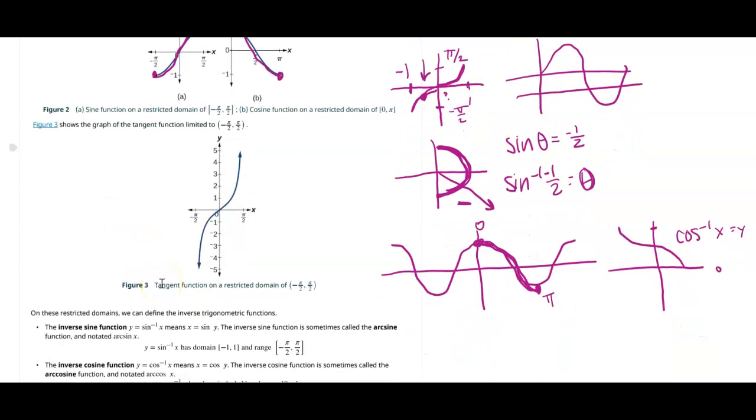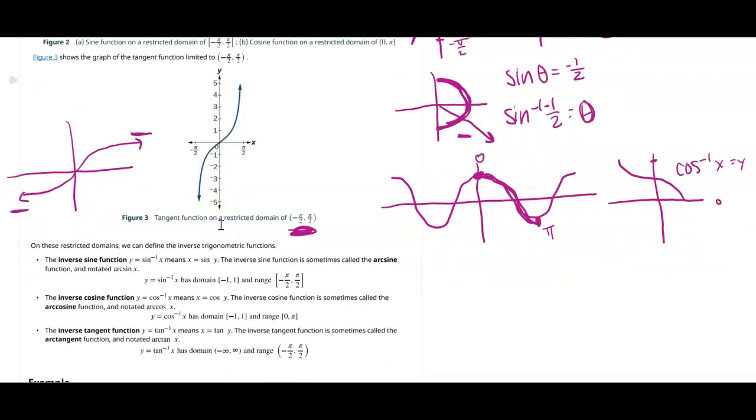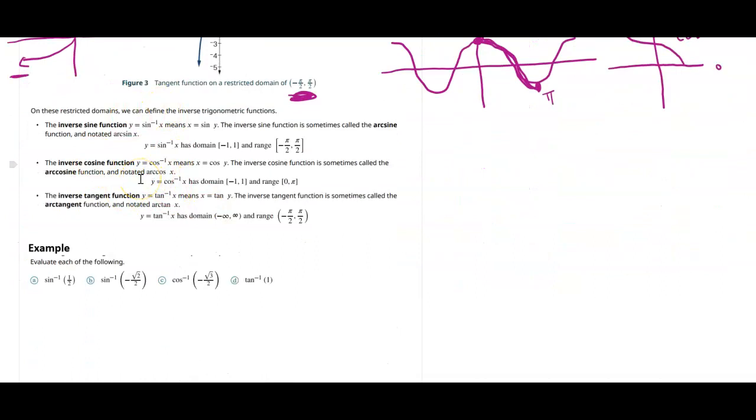We also have tangent. When we flip tangent, I don't have to worry about any type of domain restrictions as long as I'm looking at just this domain restriction normally. And so when I flip tangent, the inverse tangent function ends up looking like this. And it has two horizontal asymptotes, y equals negative pi over 2 and y equals positive pi over 2. All right, again, here's some more wording on everything I just talked about.